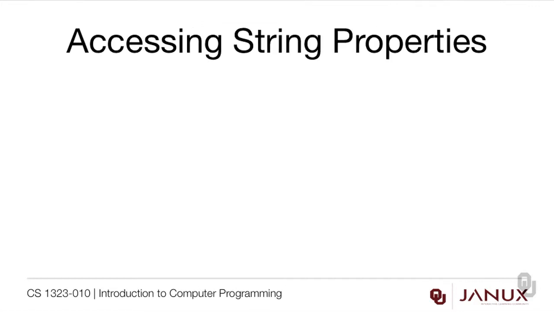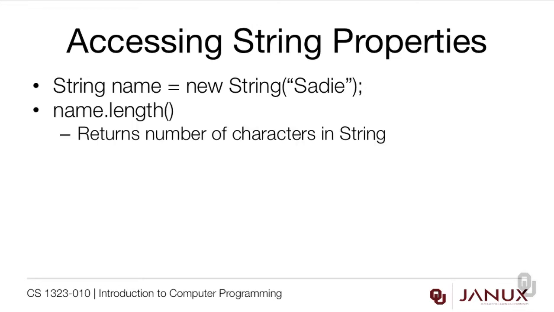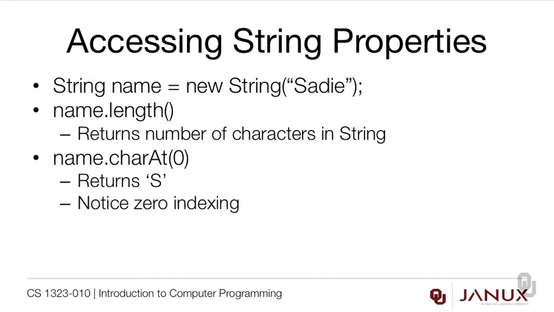When you go to access string properties, you can do it like this. First, you build the string object. So we could say string name equals new string double quote Sadie. name.length will return the number of characters in the string. Now, length is unit indexed. When I say unit indexed, I mean we start counting at 1. So Sadie has 5 letters in it, and that's what will be returned.